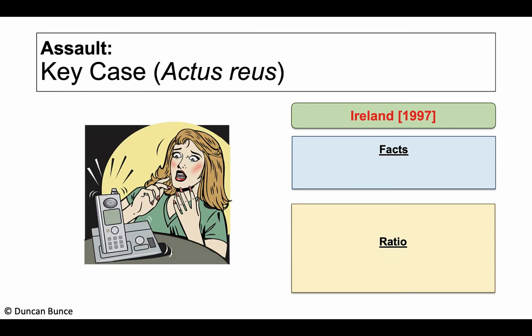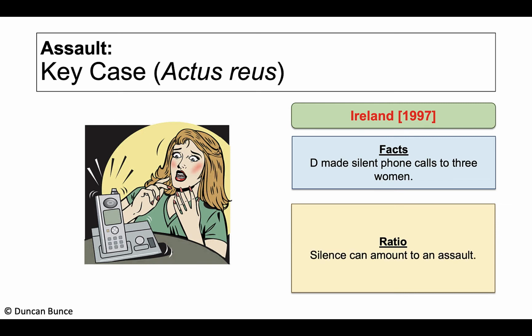Now, I have seen some people use the case of Ireland as their main case for the actus reus. That is perfectly fine as well for assault. In the case of Ireland, the facts were, interestingly, the defendant made silent phone calls to 3 women. And I say interestingly because the ratio of this case did decide that silence can amount to an assault, if of course the victim perceives that to be threatening. So again, you might very well want to look out in your problem scenario in an exam whether or not that is something the examiner has put into it, and then you can discuss it further with this case.